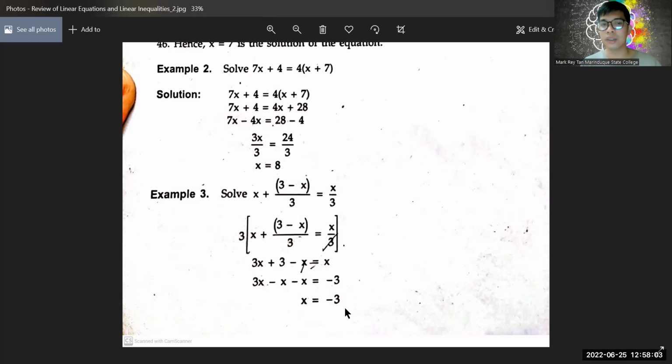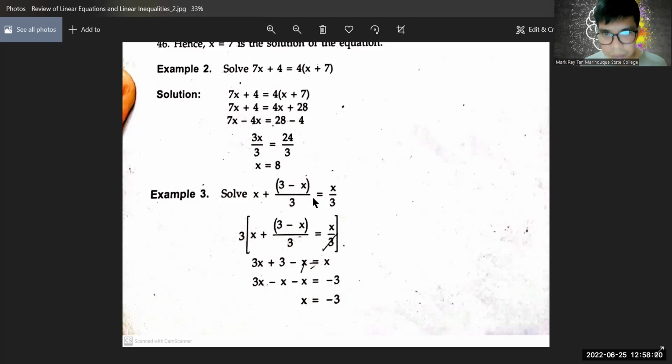So let's also check that. What comes out is that it will be correct. It's just hard to discuss online, but let's do it for the sake of discussion. Let's assume that x is negative 3.